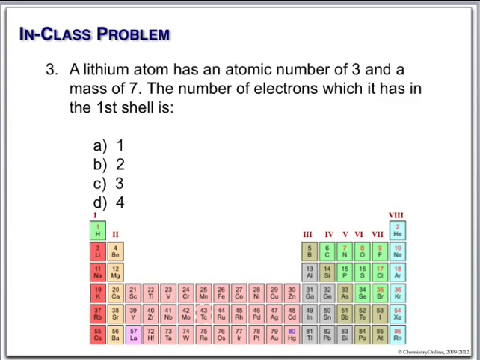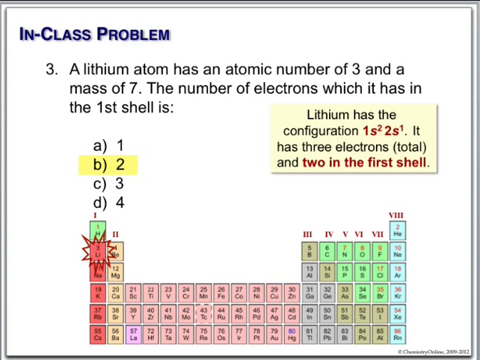Lithium atom has an atomic number of 3. Lithium is here. Has a mass of 7. We don't care about the mass, do we? Because that's an isotope, right? Number of electrons in the first shell is what? Now, what's the first shell again? What's the other word I've been using for it? Core electrons. How many core electrons does this guy have? Got to fill up this guy with 2 electrons.